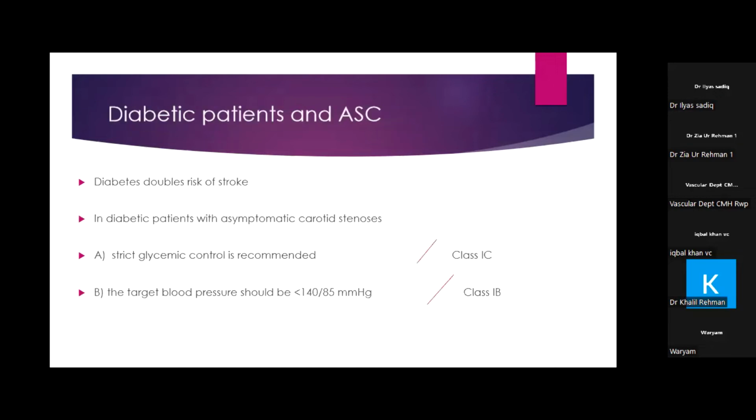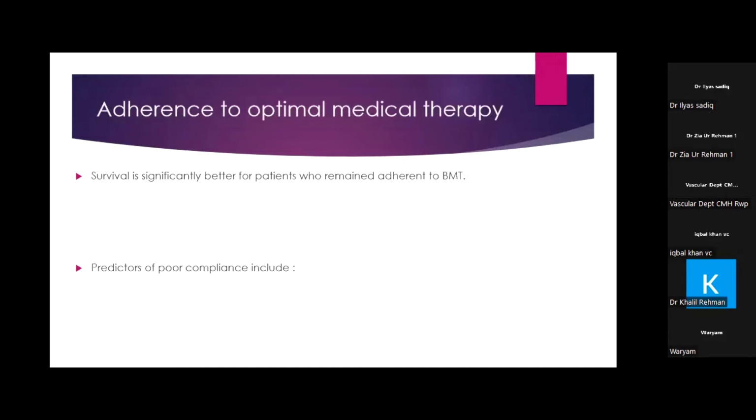Diabetic patients. Diabetes doubles the risk of stroke. In diabetic patients with asymptomatic carotid stenosis, strict glycemic control is recommended, and the target blood pressure should be less than 140 by 85 mmHg. These both are classified as class 1. It means they should be done.